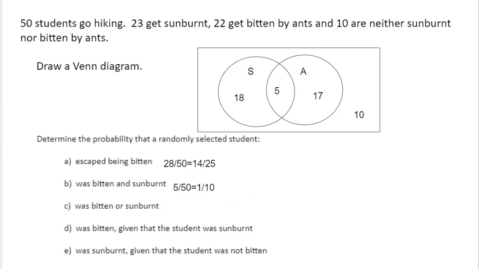All right, for the or, remember it's the inclusive or, so bitten or sunburnt or both. How many kids is that? What'd you get? 40 out of 50. You also got 40 out of 50. Perfect. So 40 out of 50 is the answer. Good.